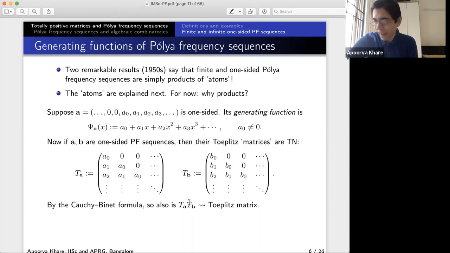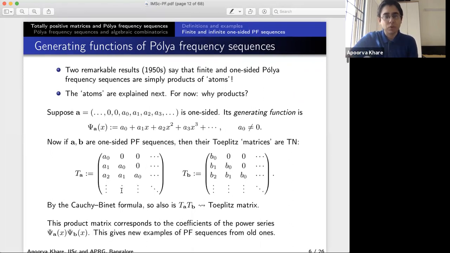But you can check by hand that this product is actually also a Toeplitz matrix. And guess what? The diagonal is A0, B0. The sub-diagonal is A1, B0 plus A0, B1. And so on and so forth. So what you get are precisely the Taylor coefficients when you multiply the two power series upstairs. So this product matrix actually precisely corresponds to the coefficients of this power series. And that's what allows us to construct new examples from old ones.